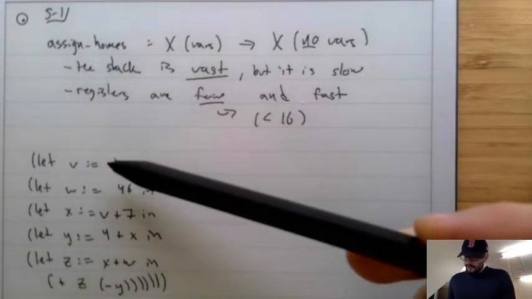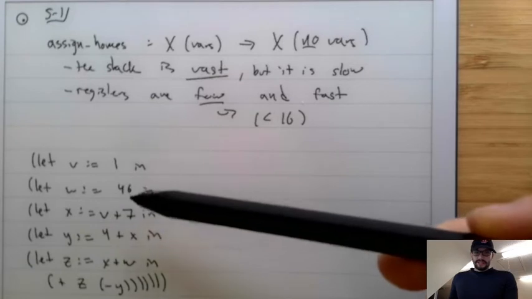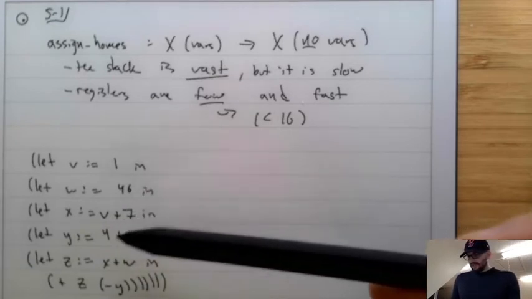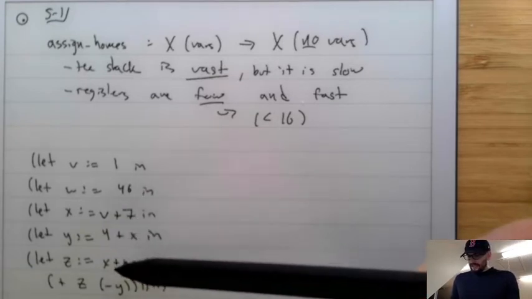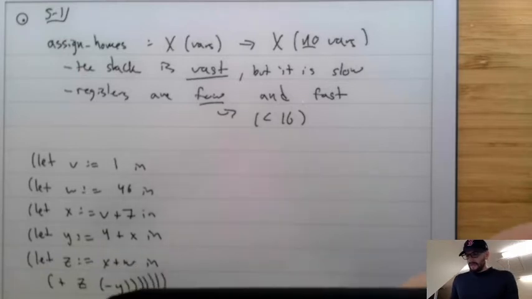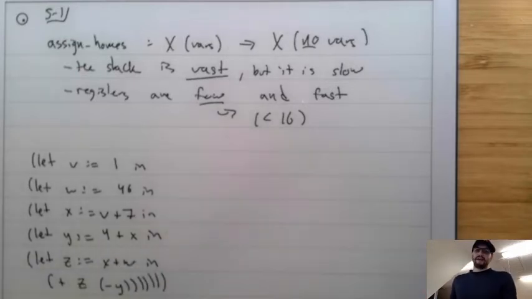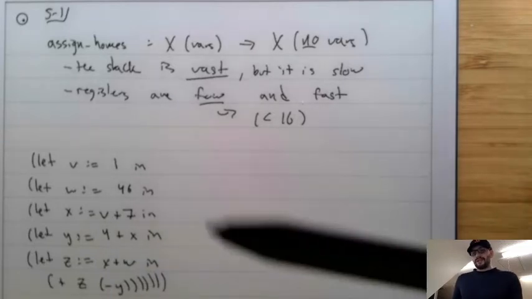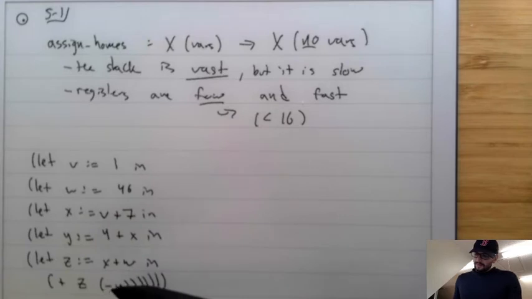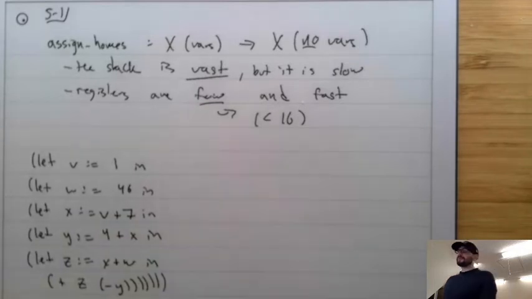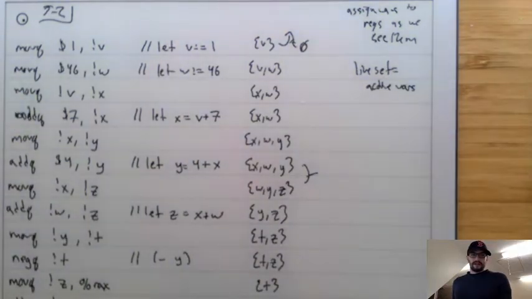We're going to say that v is 1, w is 46, x is v plus 7, y is 4 plus x, and z is x plus w, and then we're going to return the addition of x and minus y. This is very similar to the RCO program. If we were to convert this to RCO, there would be one more step, which is that there would be a temporary variable for y and a temporary variable for x plus that, and that's what we would return. So let's look at this program changed into the X language. That's what we got right here.